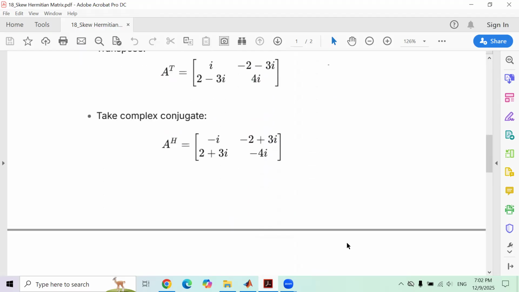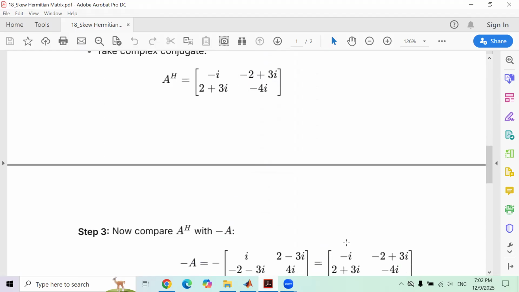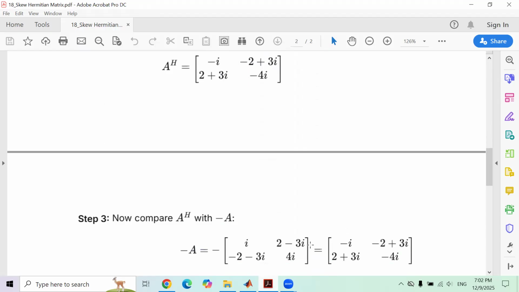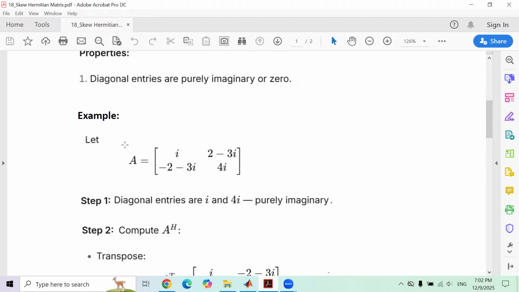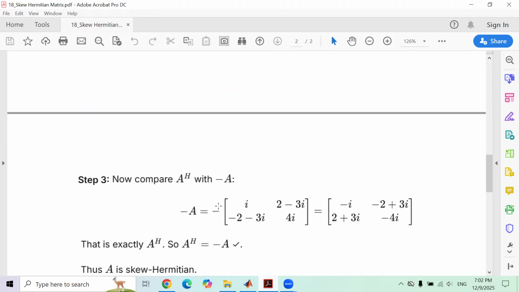Now, in the next step, we first compute the negative of A. A is given here. So to compute the negative of A, we multiply every element of A with a negative sign. So we get this matrix. Now in the last step, we compare A Hermitian with minus A, and we notice that both the matrices are equal. Therefore, A is skew Hermitian.